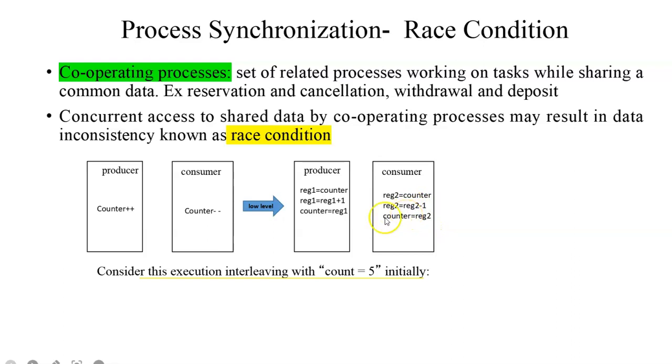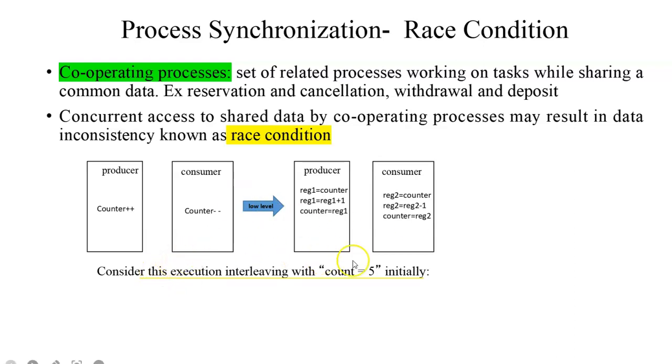Now, concurrent access, that is interleaved execution of CPU between these two processes, may result in data inconsistency. It means when the producer is executing these three set of codes, and in the middle the CPU switches to execute the consumer code, then this data will not be updated completely, and hence it might result in an inconsistency. It might result in improper data. So when the process is executing in the middle, if the CPU switches to other processes, the data will not be completely updated. That's the data inconsistency issue.